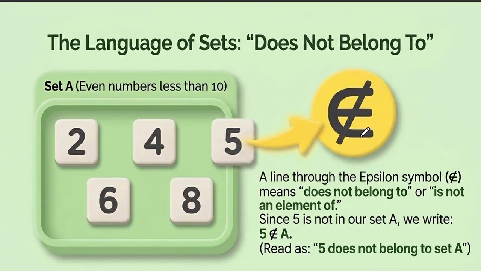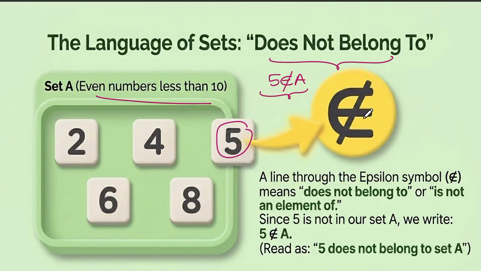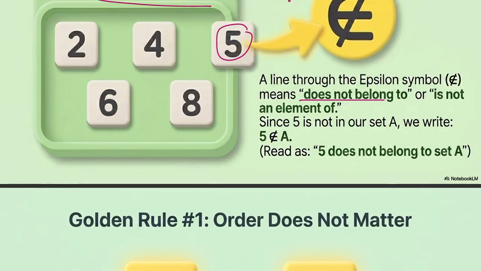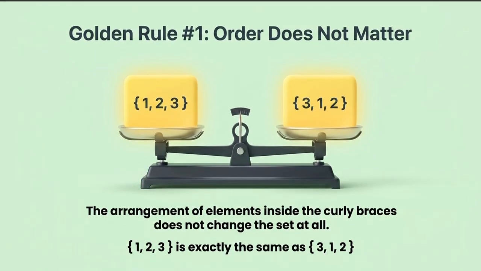So this is how we represent does not belong to. Suppose in the same example 5 is not there, so we can write down 5 does not belong to that set A. So this is how we can represent the does not belong to symbol if it is not an element of the set.